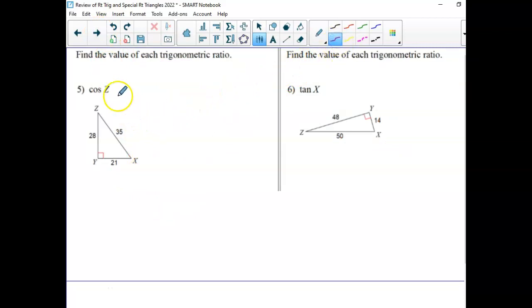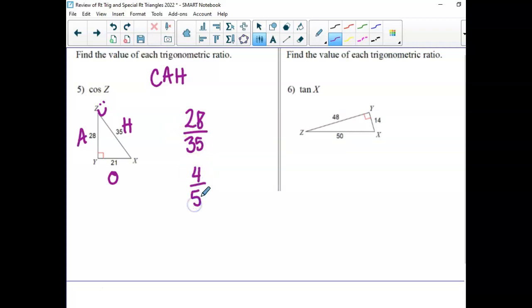Let's see, cosine of Z, so I'm standing up here: opposite, adjacent, hypotenuse. Cosine is adjacent over hypotenuse, so what do I get? 28/35 reduces by 7 to 4/5. Did someone have that?